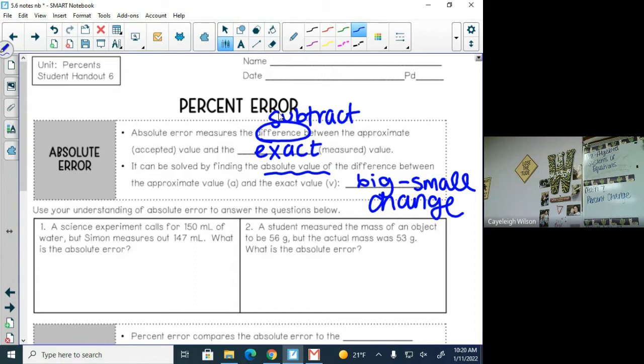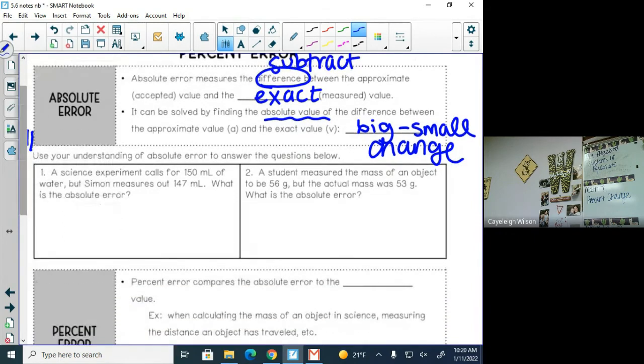All right. So absolute value always makes a number positive. If I say what's the absolute value of 5, it's 5. What's the absolute value of negative 3? It's positive 3. What's the absolute value of 2? 2. What's the absolute value of negative 10? 10, because it always makes it positive. But for time's sake, I just do big minus small, and that always keeps it positive. Okay. All right. So it says use your understanding of absolute error to answer the questions below.